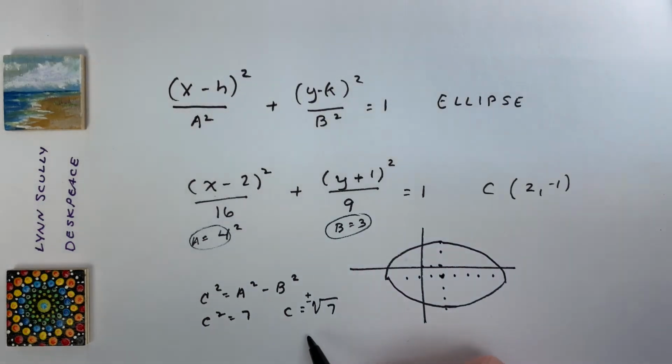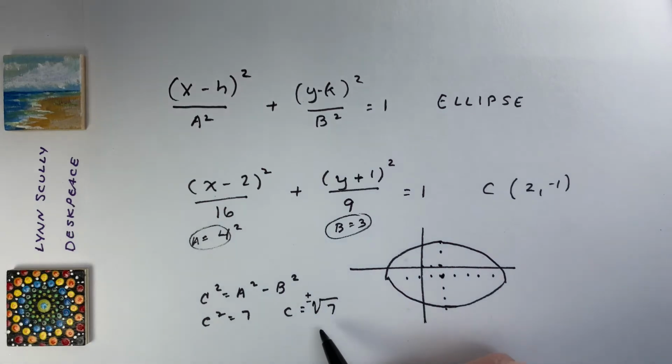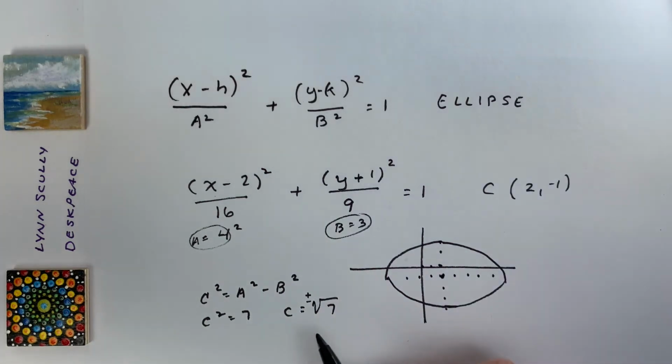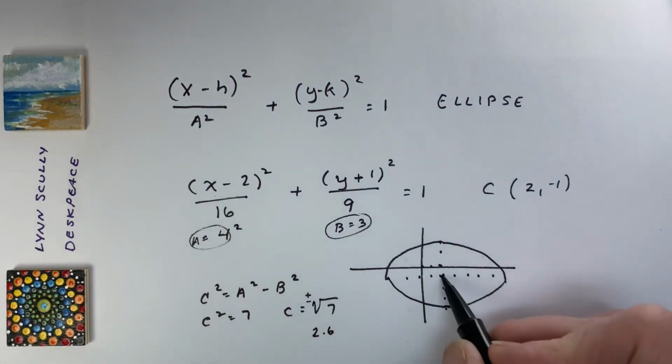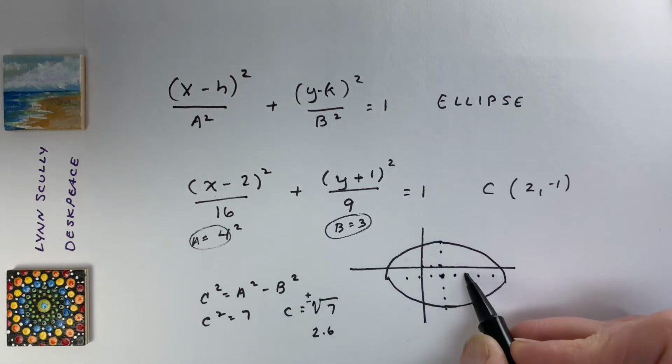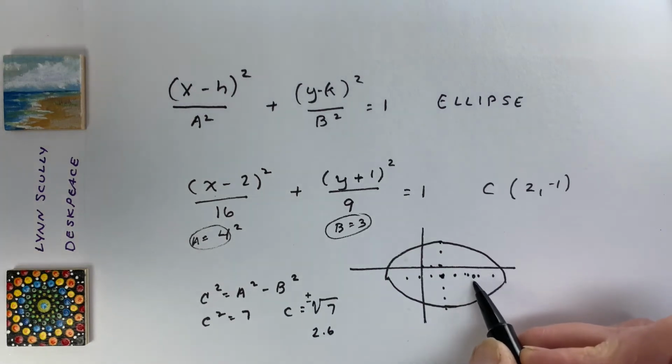I know the square root of 7, well, it's going to be greater than 2 because the square root of 4 would be 2. It's going to be less than 3 because the square root of 9 would be 3. So I'm going to say it's about 2.6, and I'm not using my calculator. So I'm going to go from the center. I'm going to go 1, 2, less than 3, right around there. I'm going to call that.